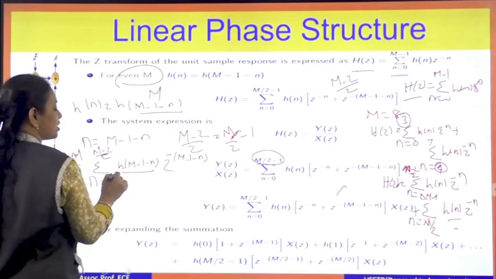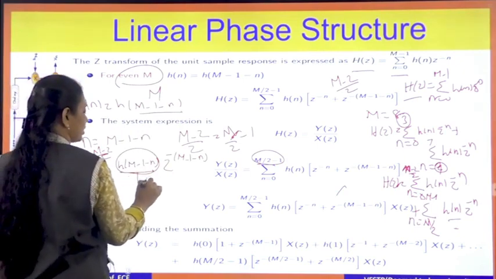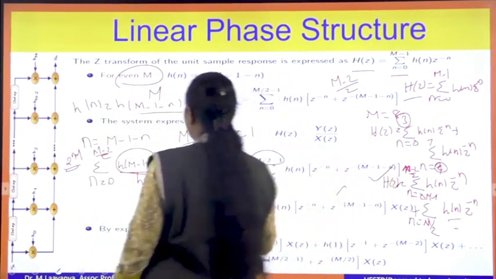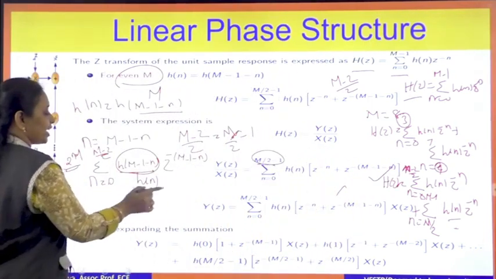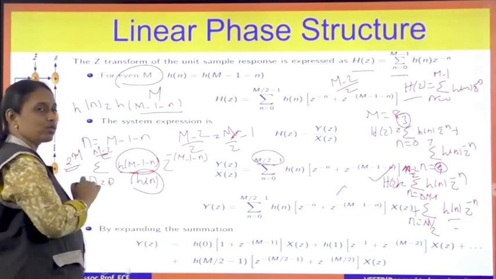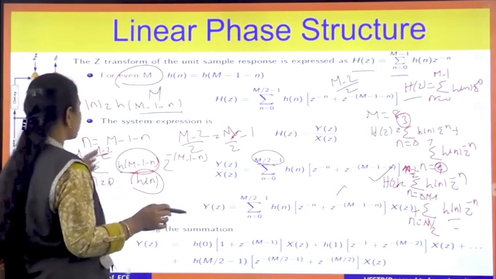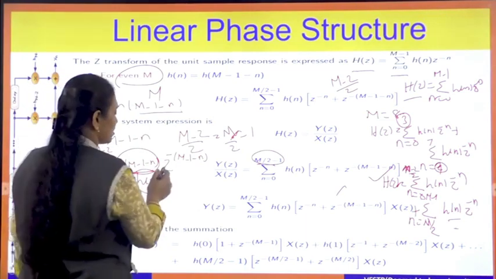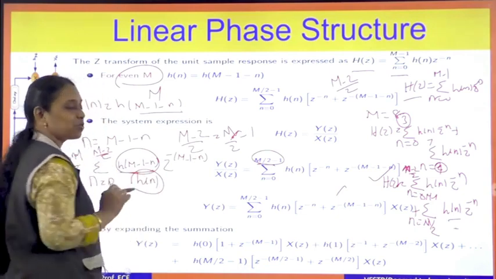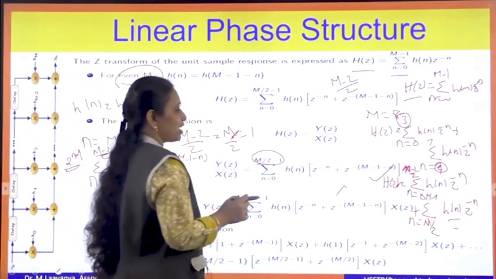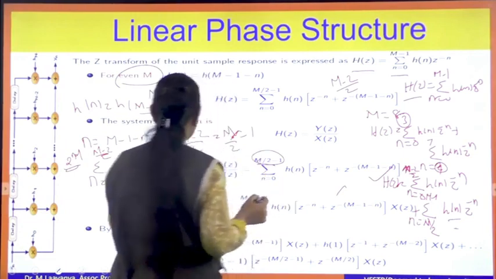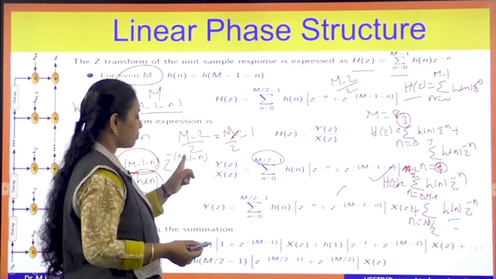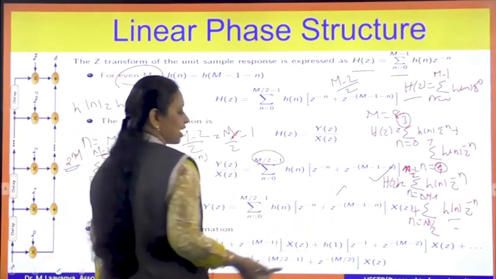So this can be replaced by h of n. So the first summation is this one and the second summation is this one. Both I can take h of n and the limit commonly outside. If you substitute n is n by 2, I can get this limit as 0 to (M minus 2) by 2. Just substitute and see it. So I will have here h of n, that's why h of n has been taken commonly. Inside, first term z power minus n, second term z power minus (M minus 1 minus n). So that is this equation.